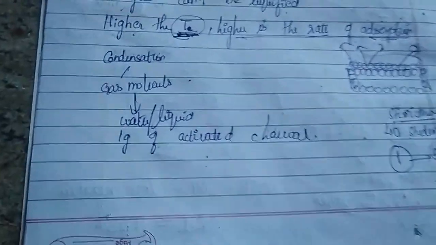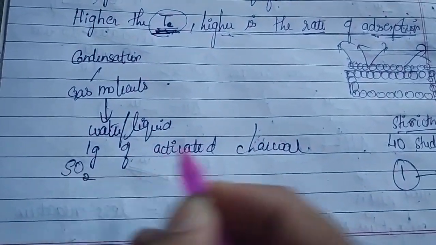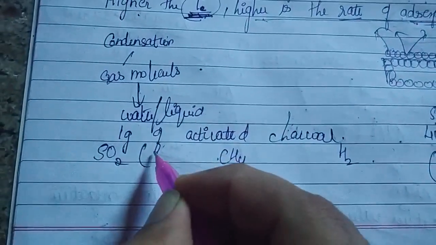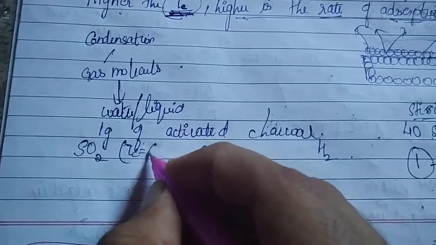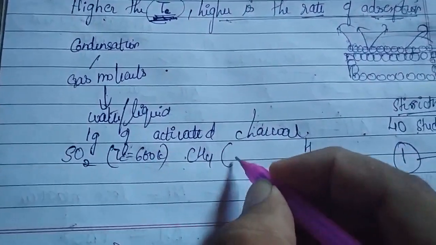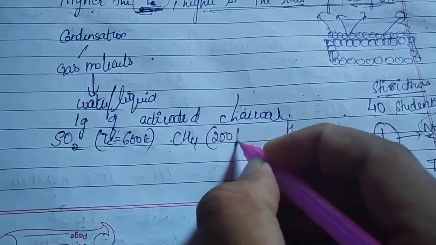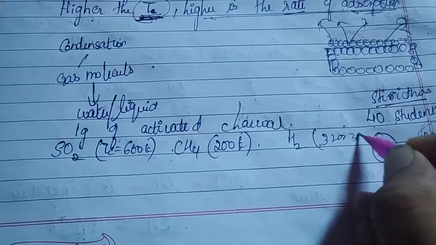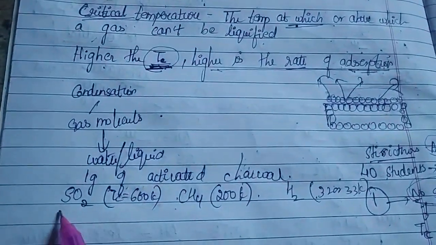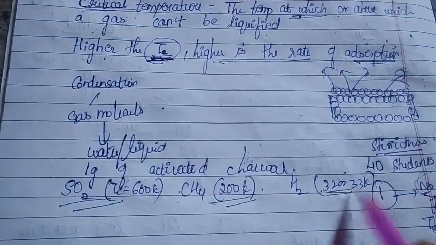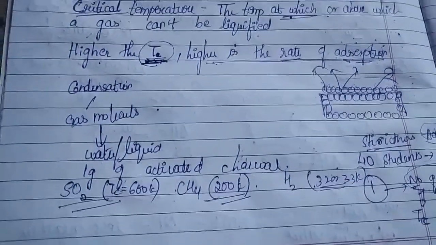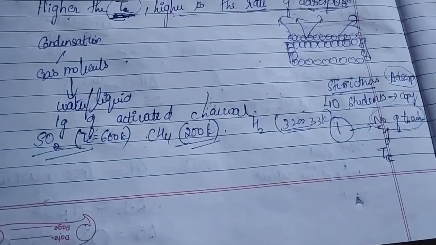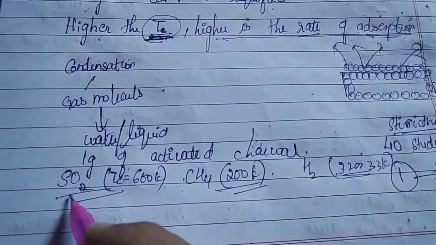which one among the following gases, I hope I have given SO2, and here you have CH4 methane and H2. Nearly, SO2 has a critical temperature, near values I am writing, nearly 600 Kelvin, CH4 is having nearly 200 Kelvin, and hydrogen nearly 32 or 33 Kelvin. So among these, whatever temperature they have given is the critical temperature. So which one among these three gases will the adsorption rate be more? Yes, it is SO2.